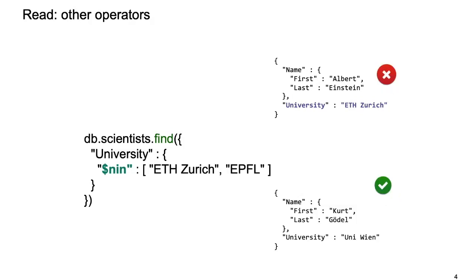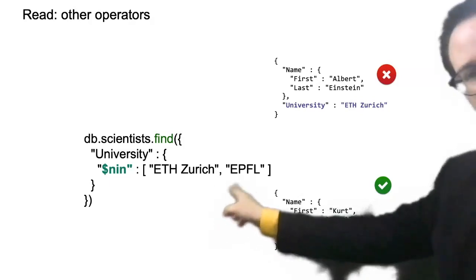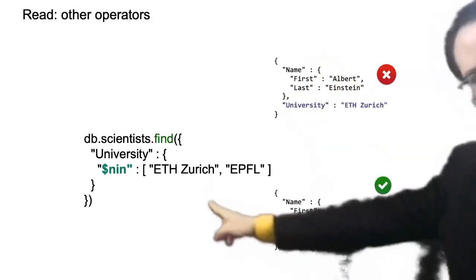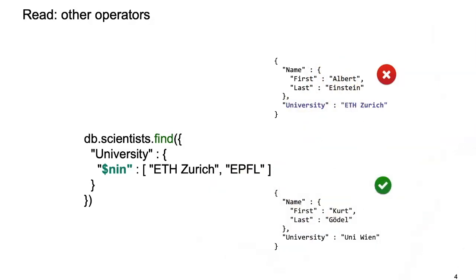Okay, there's another one called $nin, not in, which is the opposite of that, right? It's basically excluding. So anything that is in here is excluded. So this is excluded, right? It's not returned. And this one is returned because it's not in there. And there is actually a whole list of operators like that. You can look them up easily in the documentation of MongoDB. It's not necessary to know them all by heart, but typically what people do is they look at the documentation, right?